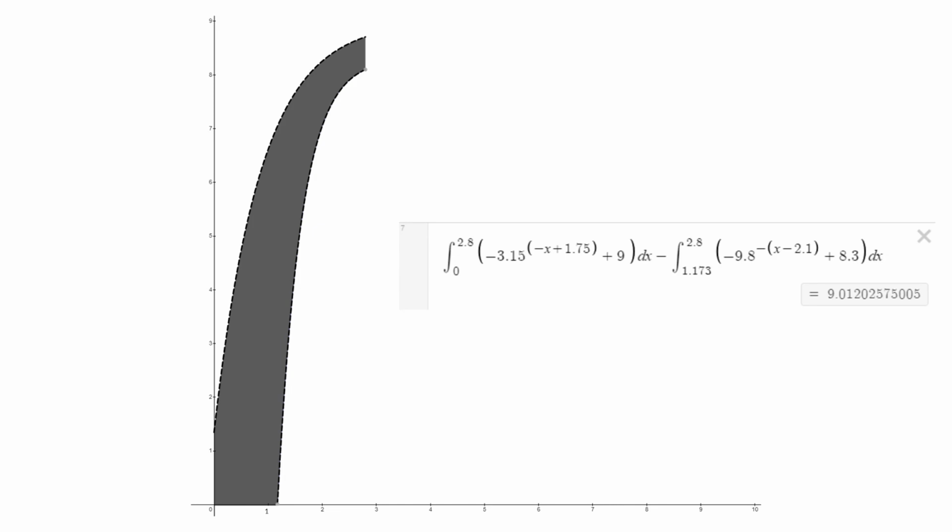For the limits of the integration, we use 0 to 2.8 for the larger integral. For the smaller integral, we used 1.7173 to 2.5 because 1.7173 is a 0 for the function.